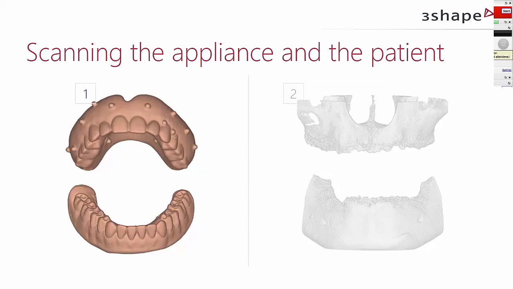When we scan the denture, always position the denture as it was, or as it will be positioned in the patient's mouth. So as shown here, it should always be facing and resting in the actual field of view as it was placed in the patient's mouth.